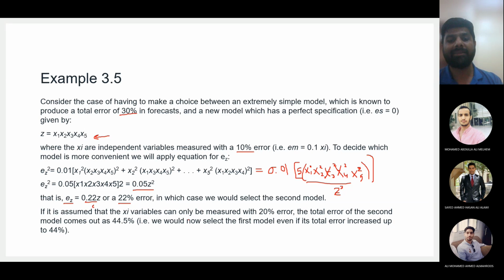If you increase the error term from 10% to 20%, so instead of 0.1, you will have 0.04 maybe. I think 0.04. Because the square of 0.1 was 0.01, so the square of 0.2 is 0.04. So this sum will become 0.04, and then you do the same calculation. So 5 into 0.04 will become 0.2 z square.